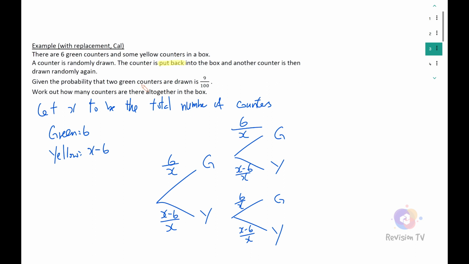Next, use the information given by the question. Given the probability that 2 green counters are drawn is 9 out of 100. So 2 green counters, a green and a green. If you know your tree diagram, you should know you're going to multiply the 2 probabilities along the route. So that will give you 6 out of x times 6 out of x. And if I simplify that equation, 6 times 6 is 36, x times x is x squared.